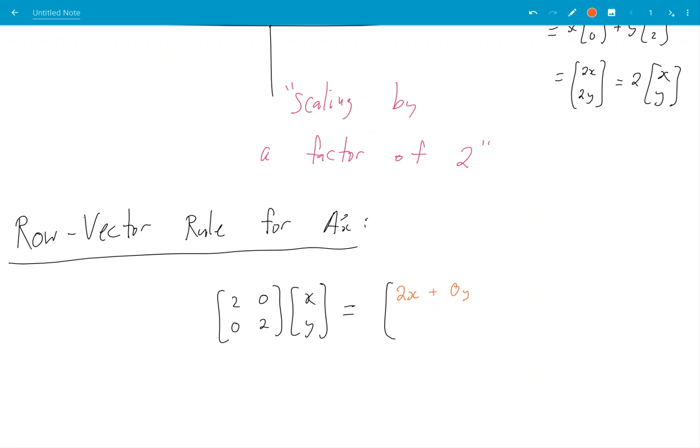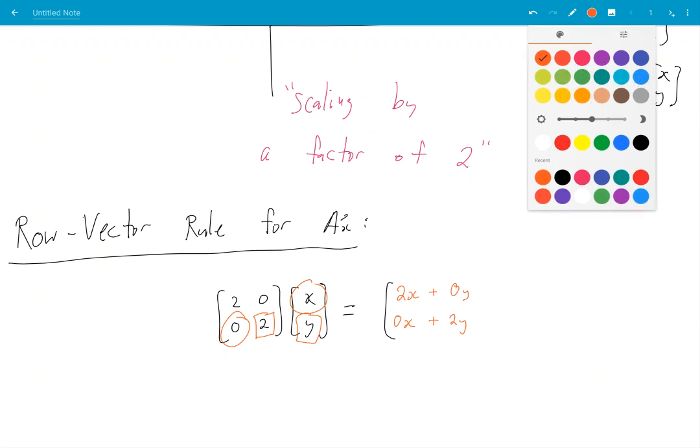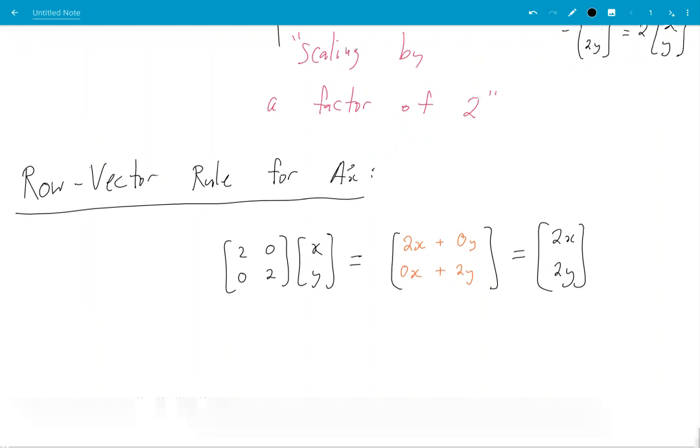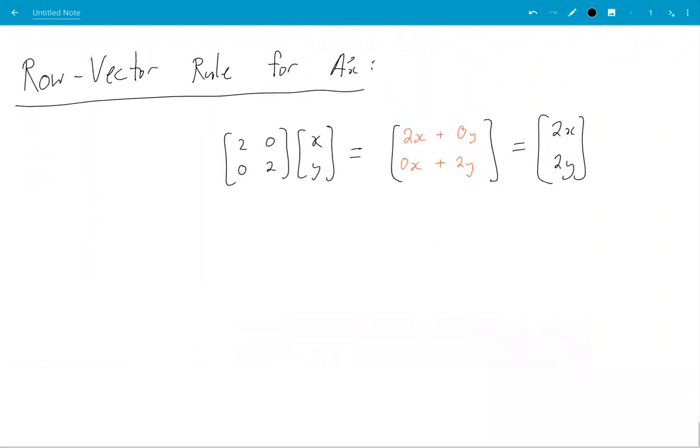And then to find the second entry, you just use the second row now. You take 0 times x, and you add 2 times y. And then you will get the exact same answer as I got up here. So we'll call this an example.